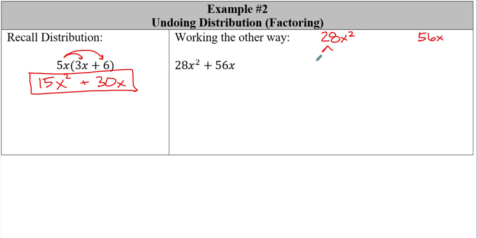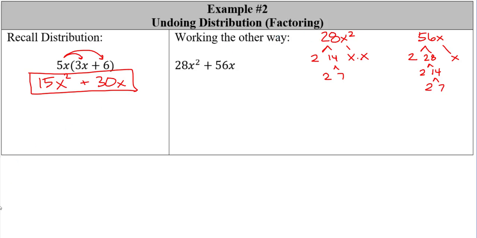So let's prime factor this 28. That is going to be 2 and 14. And then this 14 is going to be 2 and 7. Okay. And then we got the x times x. Okay, so this is everything that's done right here. And then this 56 is going to be 2 and, what is that, 28? And then 28 will be 2 and 14. And then 14 will be 2 and 7. And then we have just a single x right here.